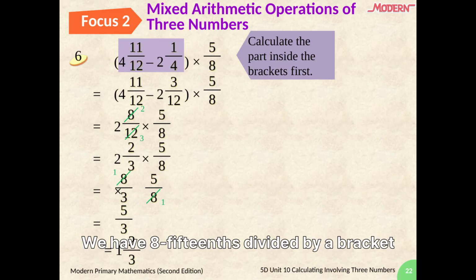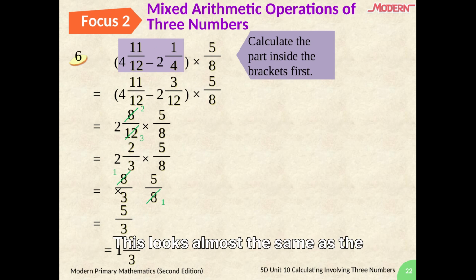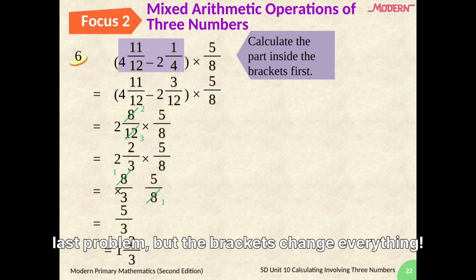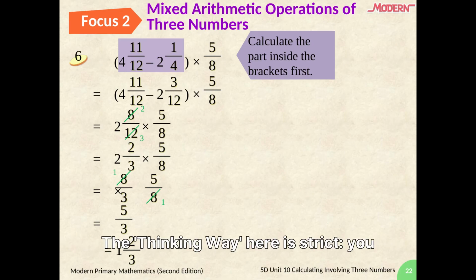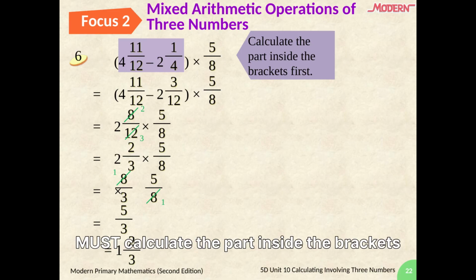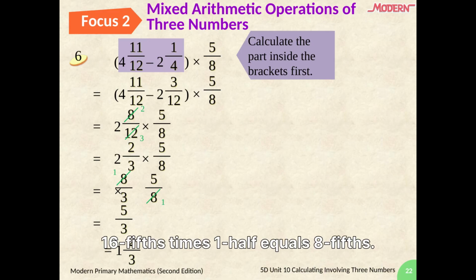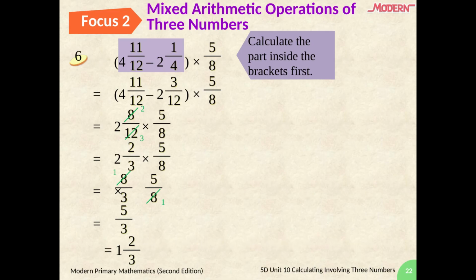We have 8/15 divided by a bracket containing 3 and 1/5 times 1/2. This looks almost the same as the last problem, but the brackets change everything. The thinking way here is strict. You must calculate the part inside the brackets first. Let's do it. 16/5 times 1/2 equals 8/5. We simplify 16 and 2 to 8 and 1 first. Now we have the result of our bracket.